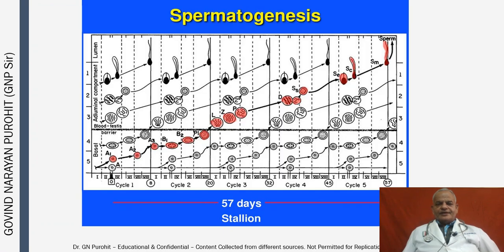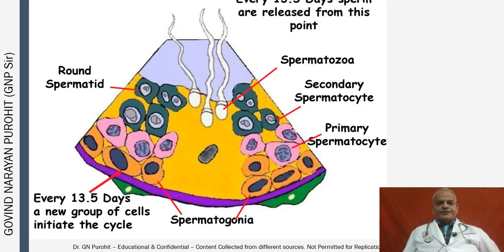So this is again to show the spermatogenesis complete in the stallion, which takes around 57 days. Again a picture showing the spermatogonia transforming into a new group of cells that initiate the cycle. Then there's formation of the primary, secondary spermatocytes, and then the spermatids and the spermatozoa. These are the round spermatids which are then transformed into fully formed mature spermatozoa.